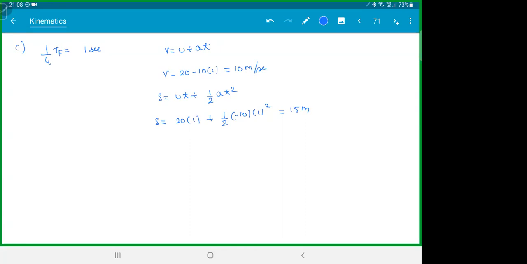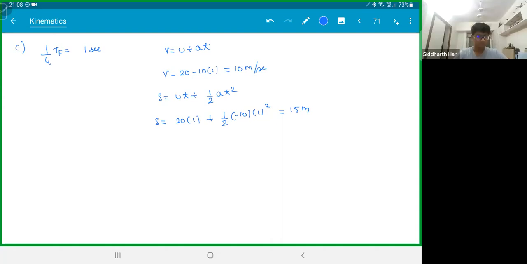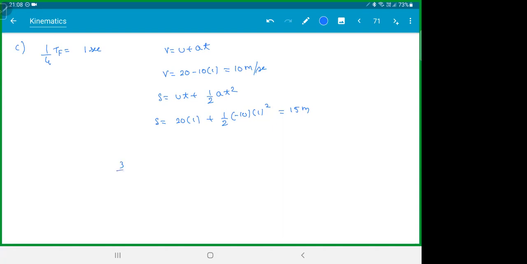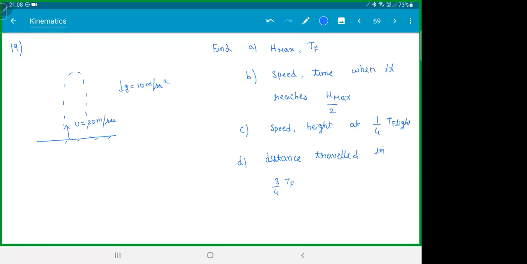You're right, Lakshika. But if you're wrong, check it out. Aryan, can you show your D question? Distance traveled in 3/4 of the time of flight. Find the distance traveled in 3/4 of the time of flight. Get it. It's an easy basic question.